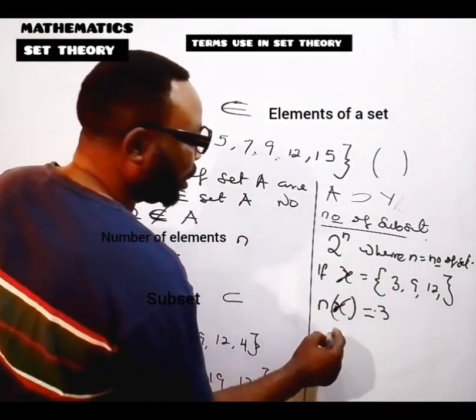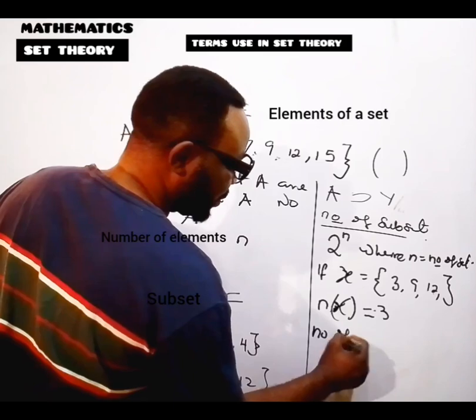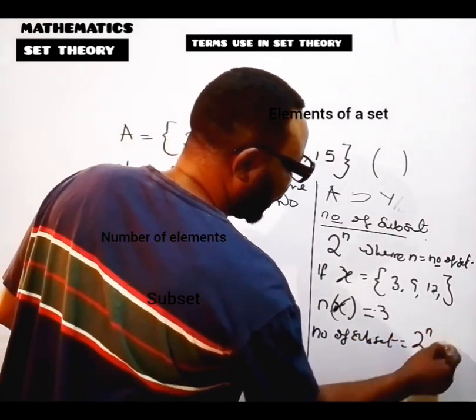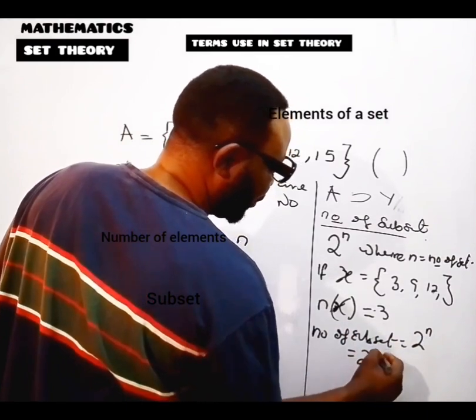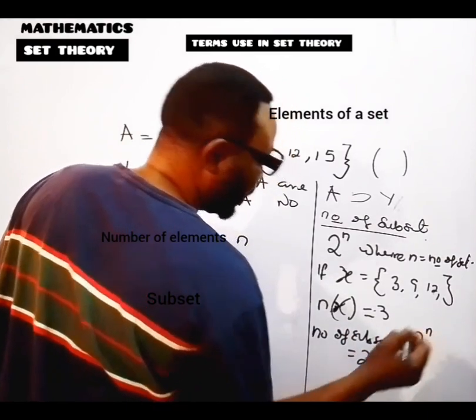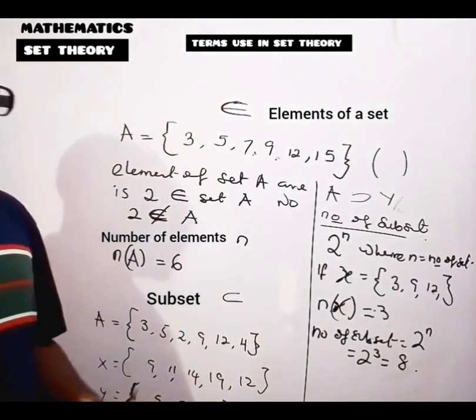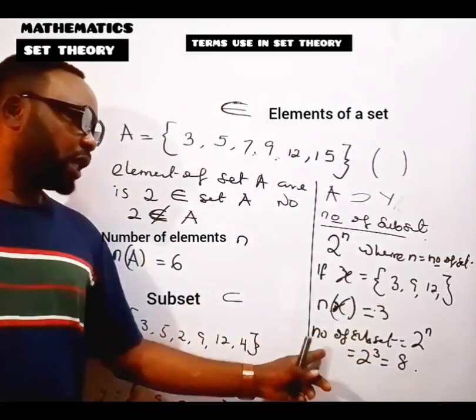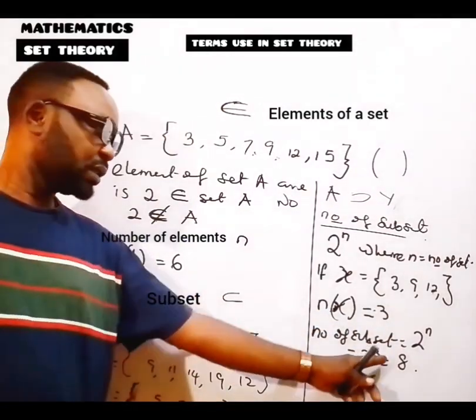Now, the number of subsets will be equal to 2 raised to the power of n, which is equal to 2 raised to the power of 3, which is equal to 8. That is how you can see the difference between the values we get. The number of the set is 3, while the number of subsets is 8.